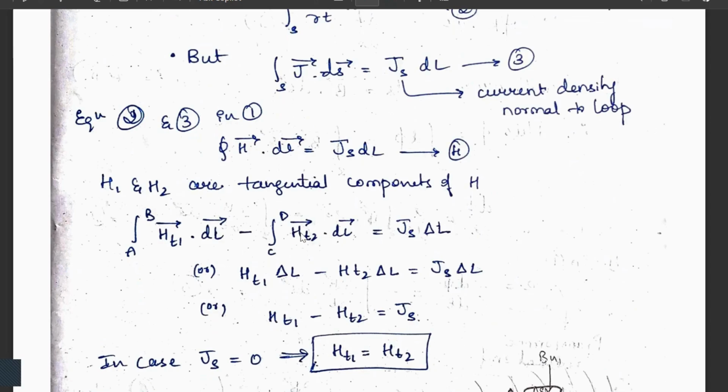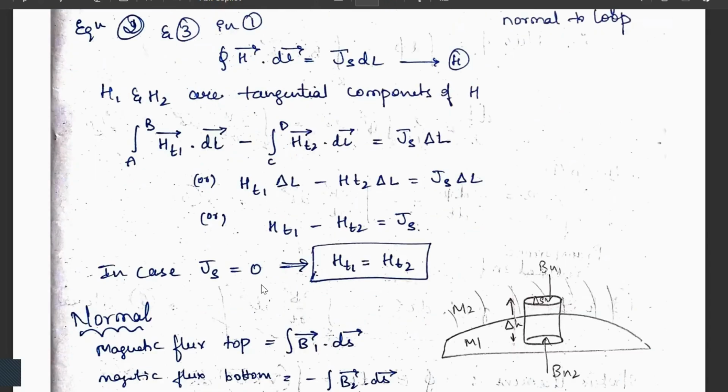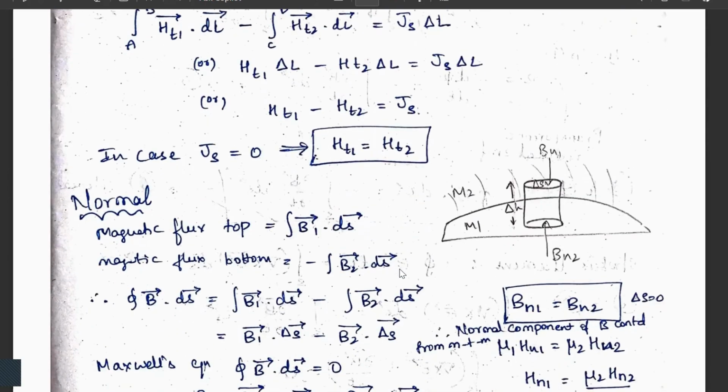Or you can also write it as Ht1 into delta dl minus Ht2 into delta dl, which is equal to Js into delta dl. Now removing all the delta dl, it gets cancelled out, Ht1 minus Ht2 is equal to Js. So in case Js is 0, then we can say that Ht1 is equal to Ht2. This is the tangential. And you have to write the normal.